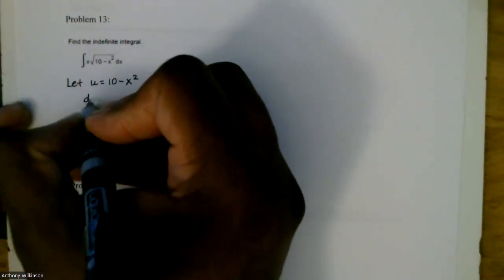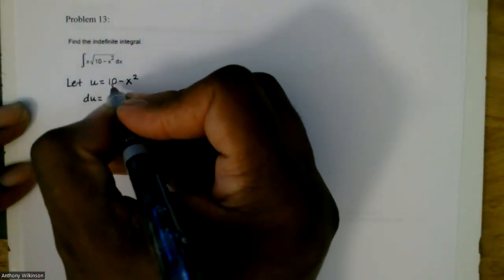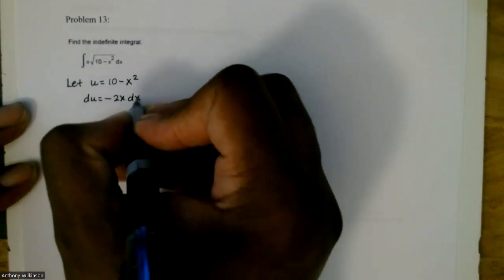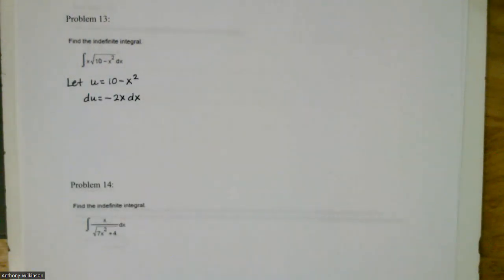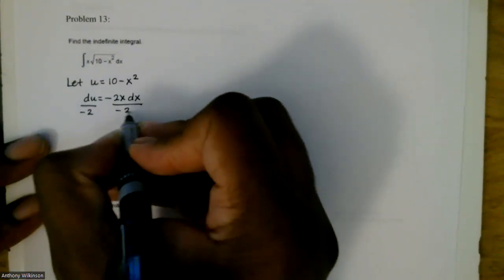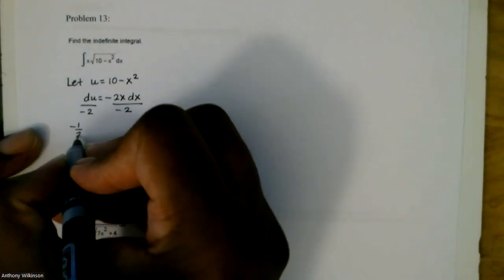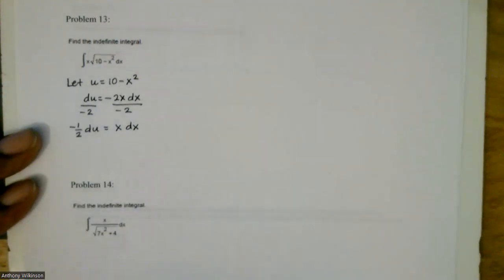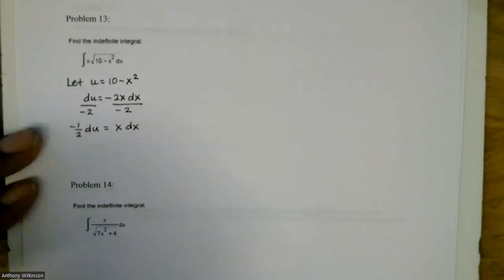And then, of course, du is this: the derivative of 10 is 0. The derivative of minus x squared would be negative 2x dx. Well, we got the x dx, so let's try to get x dx by itself here. We're multiplying it by negative 2, so let's divide both sides of this equation by negative 2. So I'm going to have a negative 1/2 du equaling x dx. So now I can use that negative 1/2 du as a substitution for x dx.